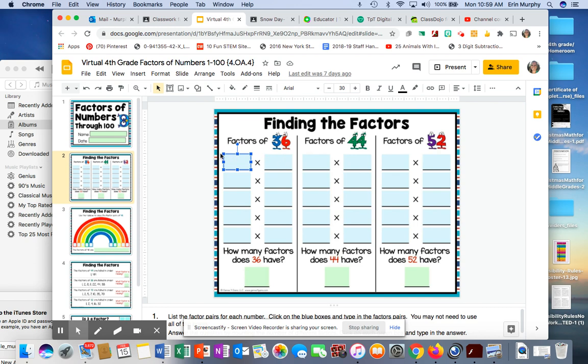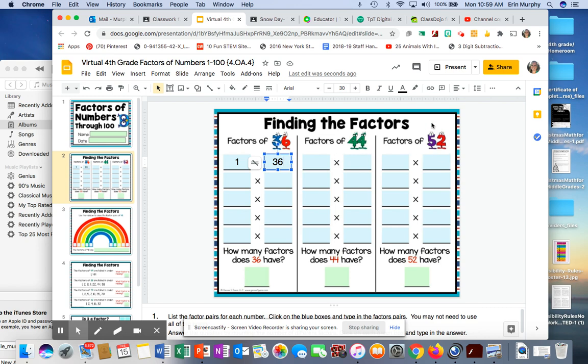Oh, I didn't make a copy of this. Well, that's okay. 1 times 36. Then you're going to check 2, and so on and so forth. You may have to use a little bit more division in this one today. 44, same thing. Use your rainbow method to see what are the factors for 44.